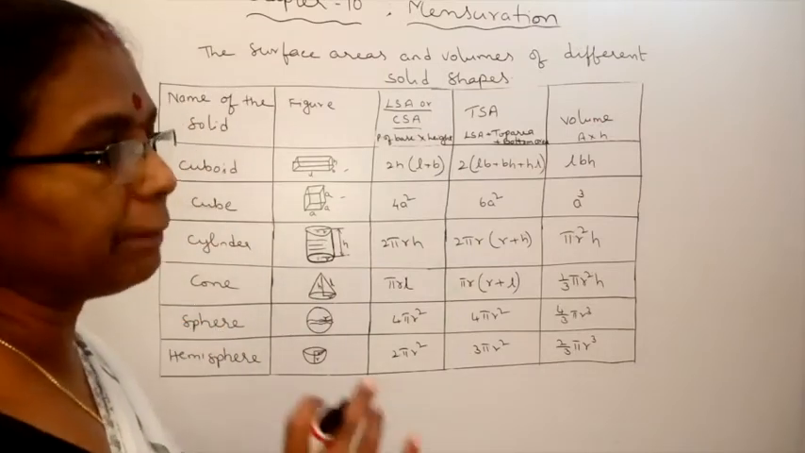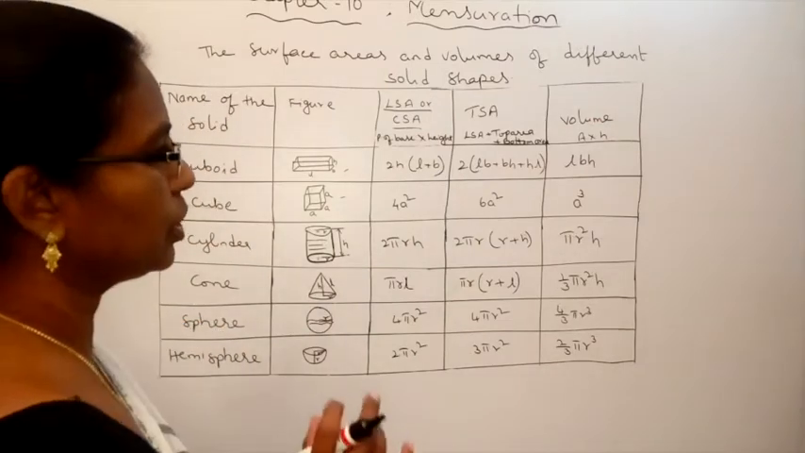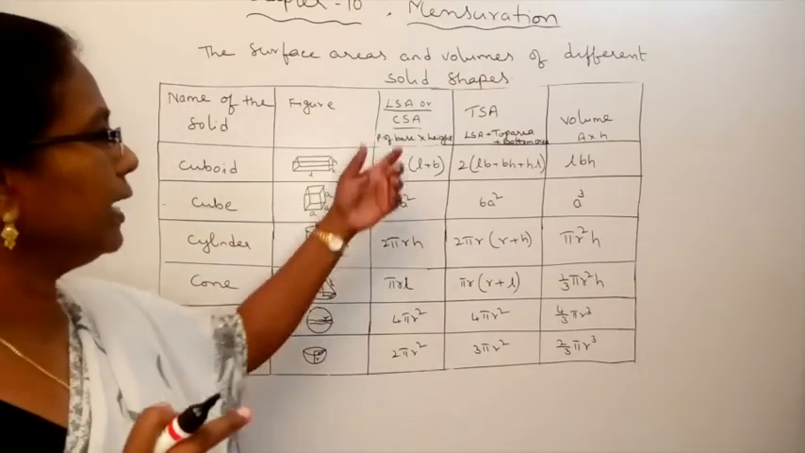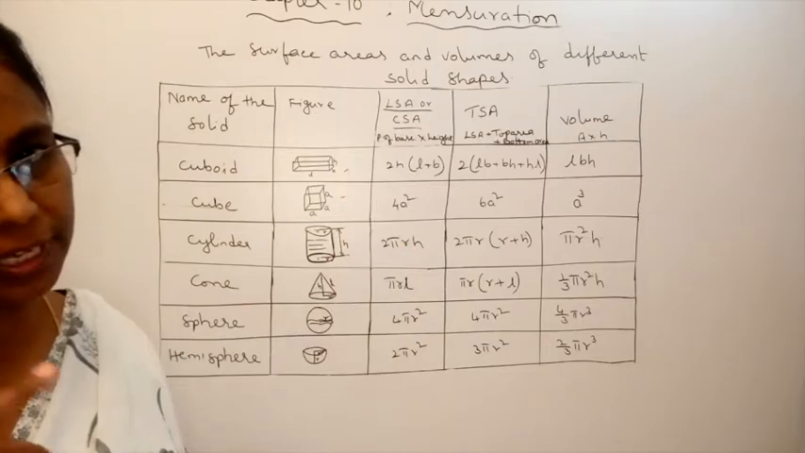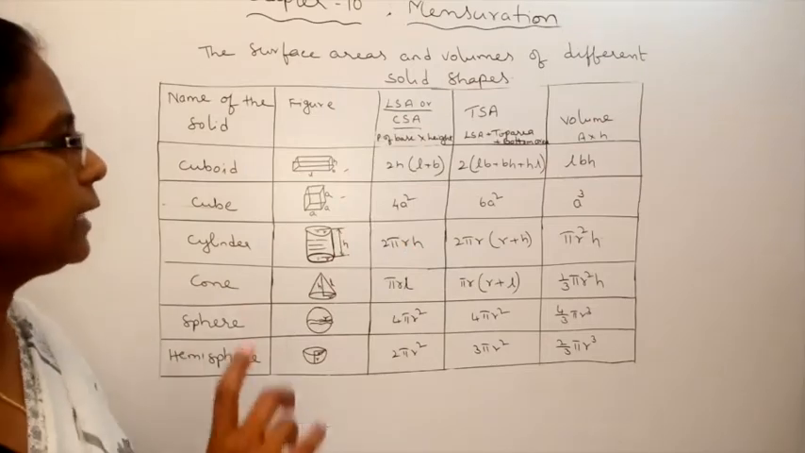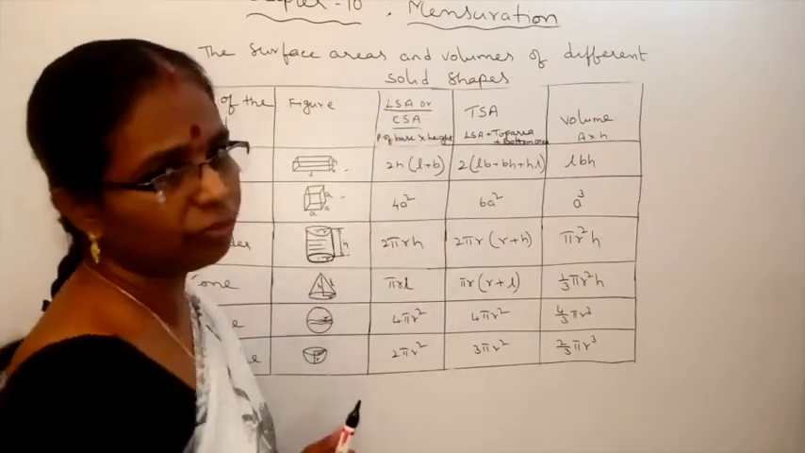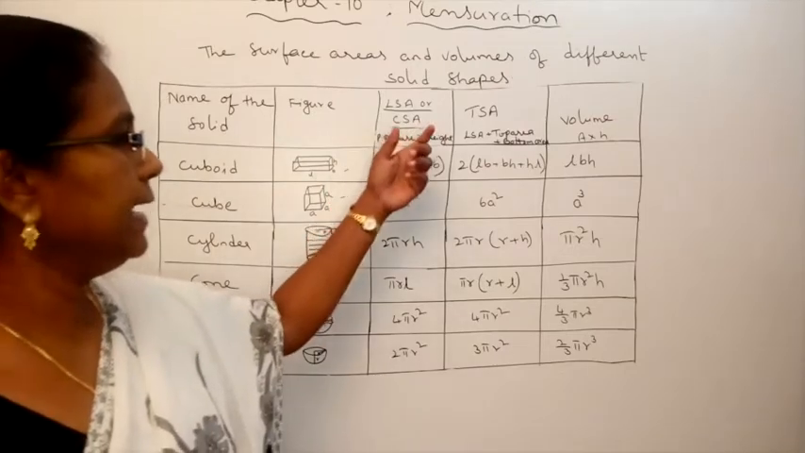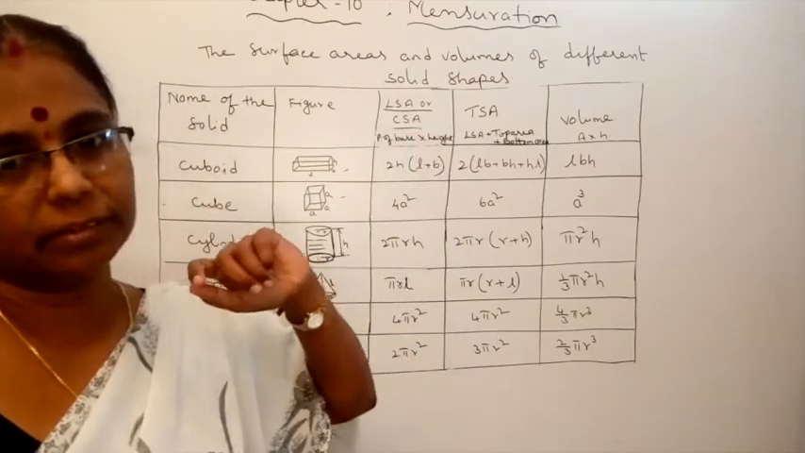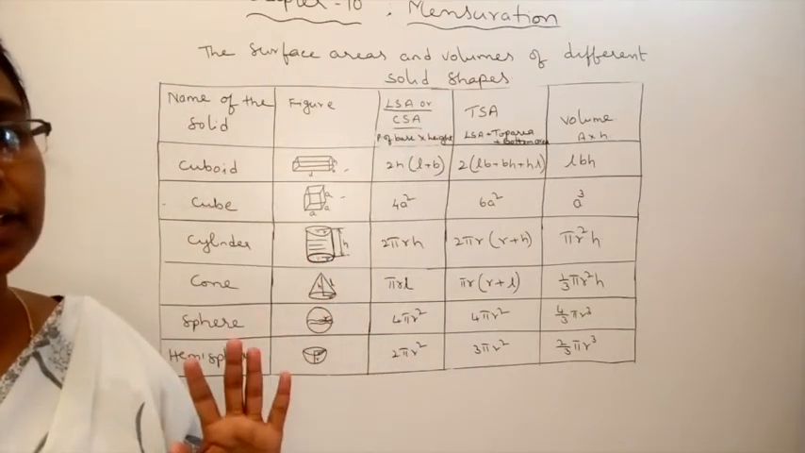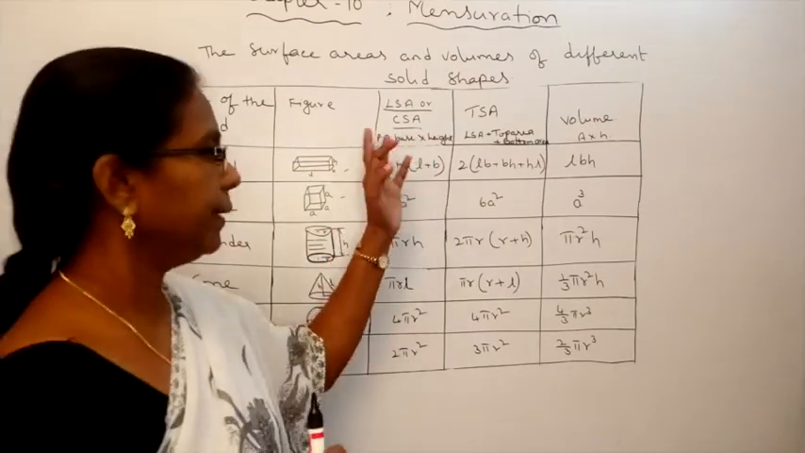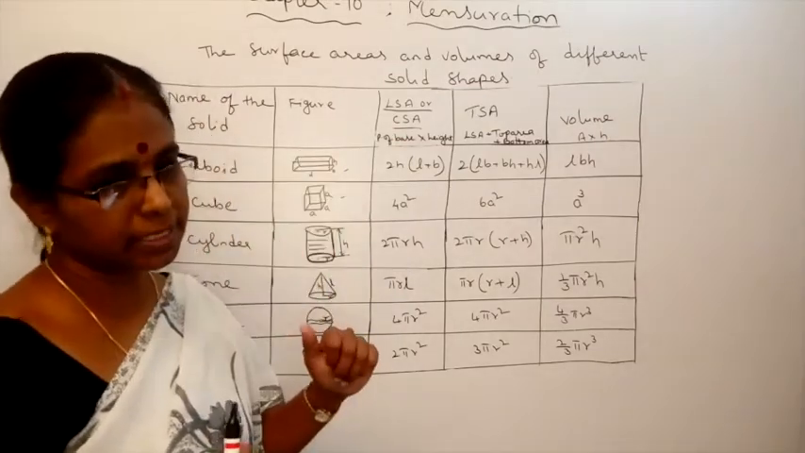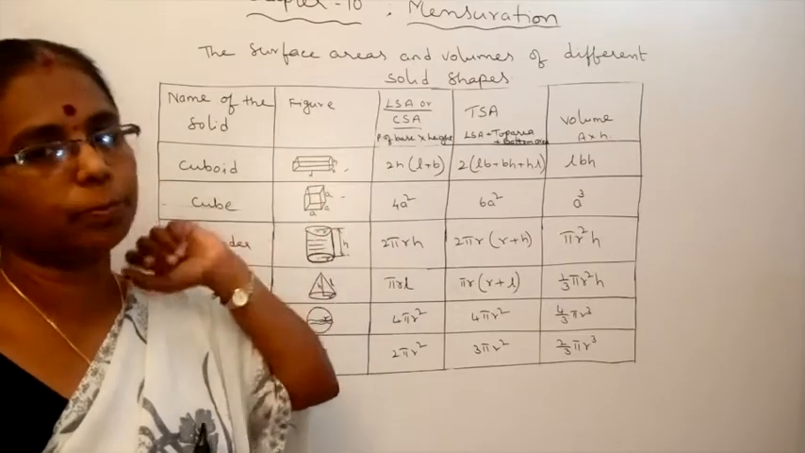Now volume means the capacity of that solid. TSA means total surface area. LSA means only the area of the 4 walls. Suppose you take painting of walls, then what do we have to take? LSA plus only the top area, because flooring does not have any painting. So painting of a cuboidal house means we take LSA plus top area.